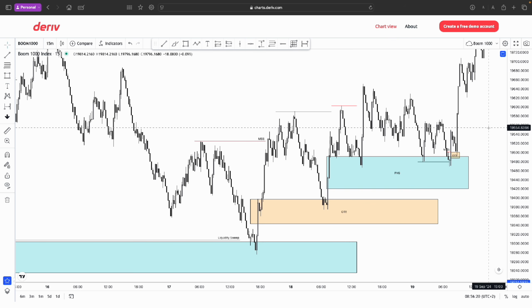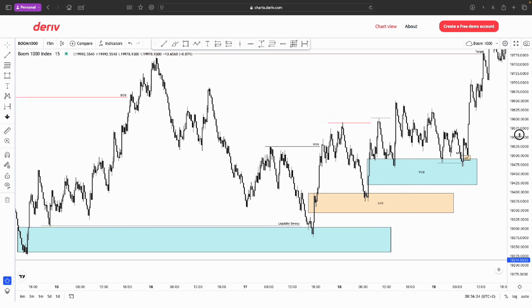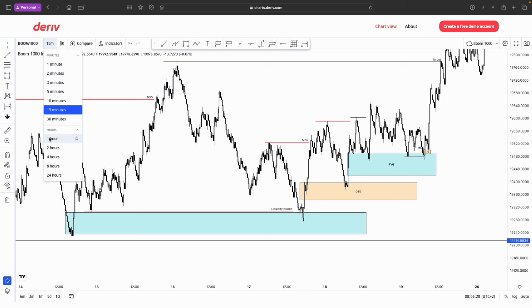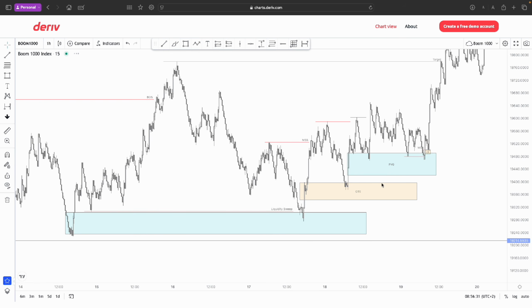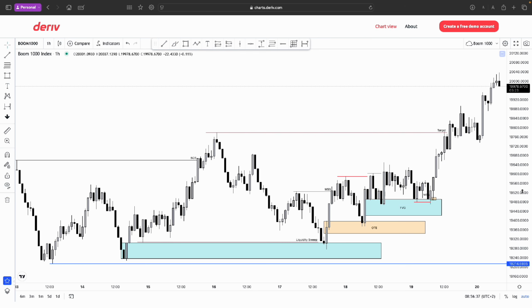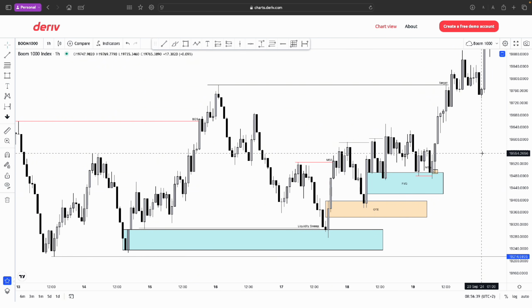This is my thoughts on Boom 1000, and it played out. Market is not always going to play out, but this was a nice confirmation, easy trade. Basically all the signs was there on the 1 hour as well. That gives you a little bit more of information.